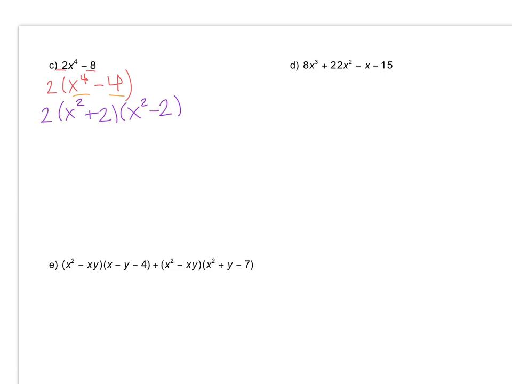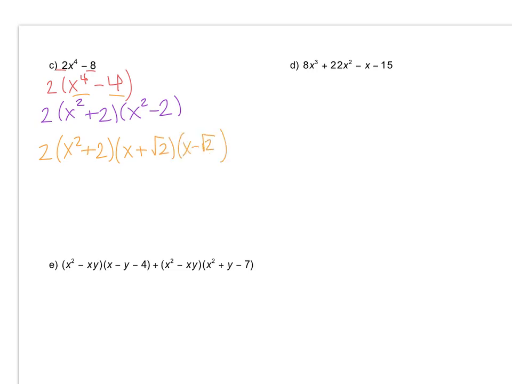and there's nothing I can do to continue factoring this over the real numbers. However, if you look at this, x squared minus 2 is definitely a difference of squares because this is x squared and this is root 2 squared. So we can factor one more level over the reals. These first two factors stay the same. X squared minus 2 can be factored as difference of squares, x plus root 2 times x minus root 2.